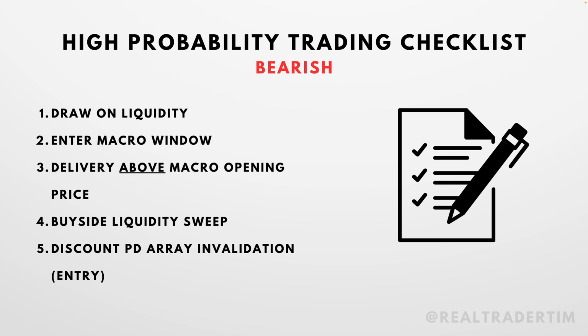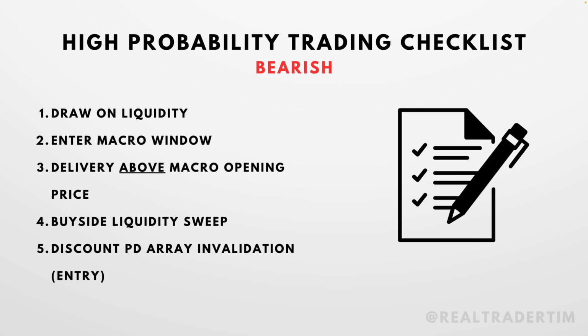And adjusting our checklist for a bearish scenario, we need to have a clear draw on liquidity, enter that macro window, deliver above macro's opening price, and sweep buy side liquidity. So the same thing as a bullish scenario. Steps 1 through 4, we've identified a draw on liquidity. Step 2, we are waiting for the specific time of day to align with price. And step 3 and 4 is accomplishing manipulation above macro's opening price.